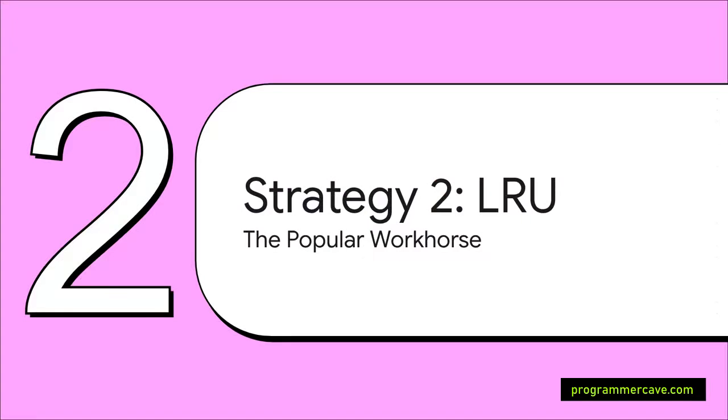That major inefficiency in FIFO leads us right into our next strategy, one that tries to be a whole lot smarter about what it keeps. And that is LRU, or least recently used. This is the popular workhorse of caching algorithms, and for a very, very good reason.